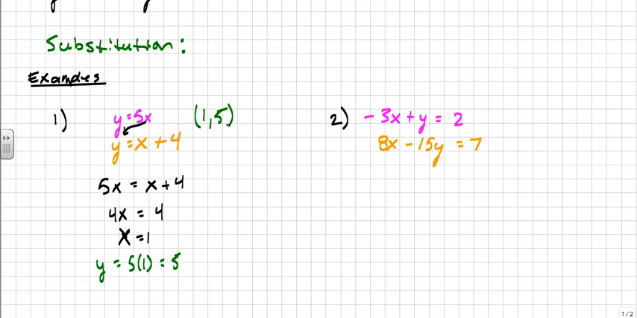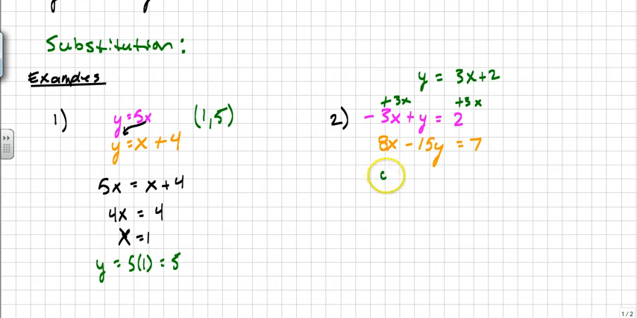Example number 2, I don't have an equation that's solved for a variable specifically. So I have to look at it and see which variable would be easiest to solve for, and then substitute that in. If I take a quick glance, I would solve for y in the first equation because it's one step and I'll have y equals a number. So I'm going to add 3x to both sides here, and now we get y equals 3x plus 2. So now every place that I have a y, I'm going to substitute 3x plus 2, and that's going to give me an equation in one variable, and I can solve for x.